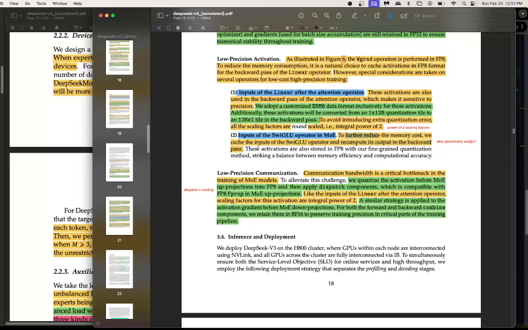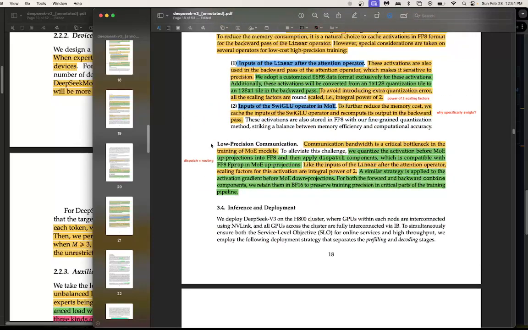And yeah, I didn't really quite understand this part. It's just like, to further reduce memory costs, we cache the input to the SwiGLU operator and recompute its output. This just sounds like activation checkpointing to me, another form of recomputing to reduce your peak memory during training, which is fine.